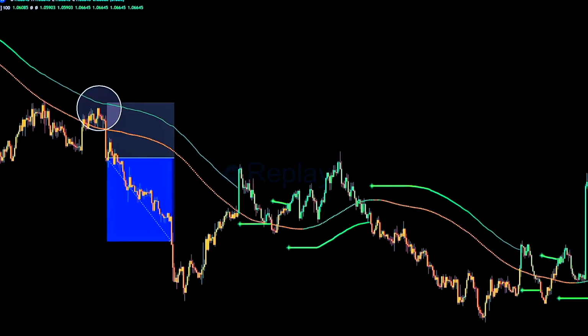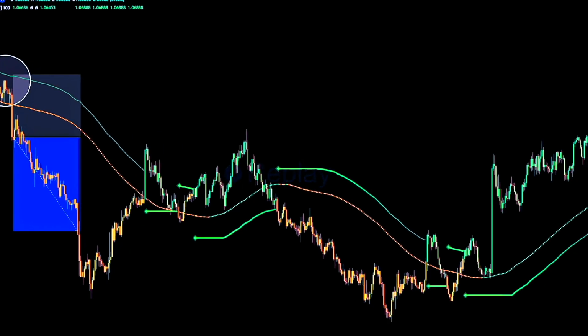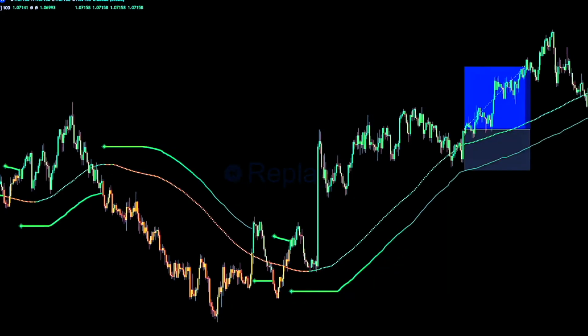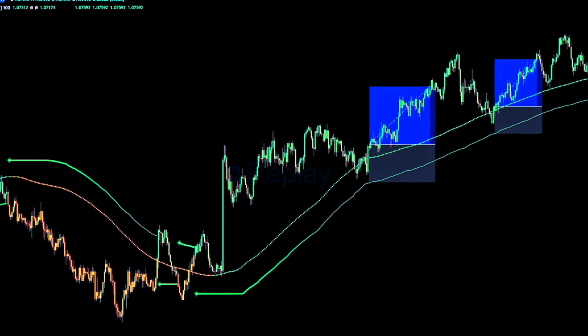But heads up, this isn't financial advice. Pair these signals with your own price action or fundamental analysis and always backtest before risking real cash. Trading is risky, so do your homework.